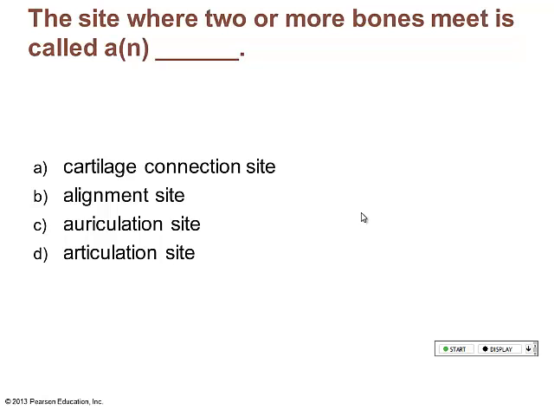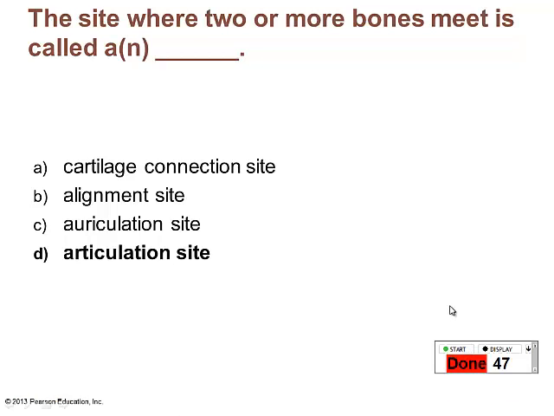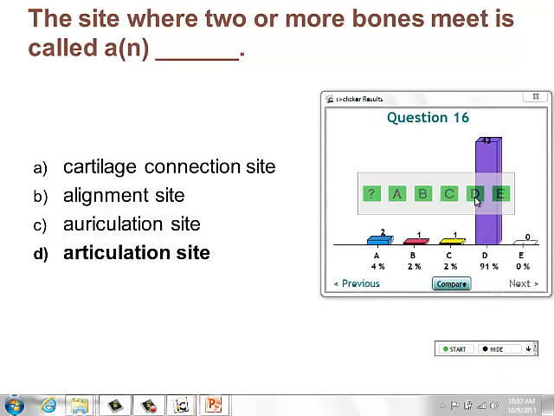The site where two or more bones meet is called what? Five, four, three, two, one and a half. Answer. The answer is D, articulation. Very good.